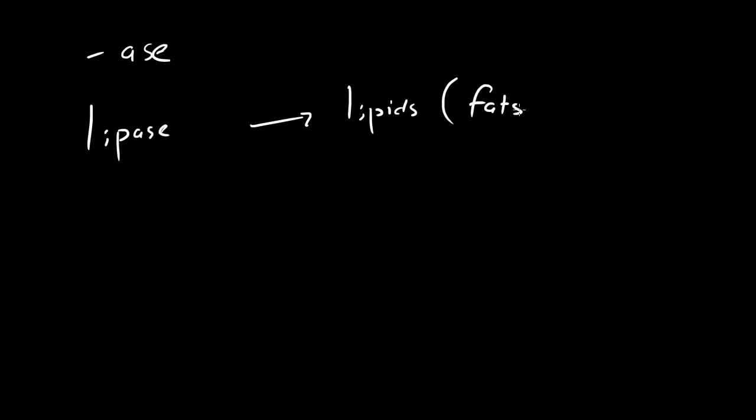Any enzyme that ends in ASE usually gives a clue as to what the function is. For example, lipase. This would be an enzyme that breaks up lipids or fats. So ASE gives you a clue that it's an enzyme that breaks up something with lip. That's your clue. In this case, it would be lipids, fats.